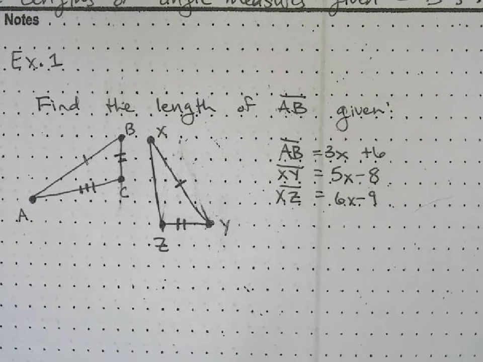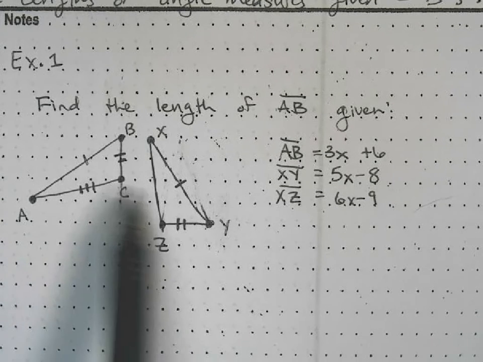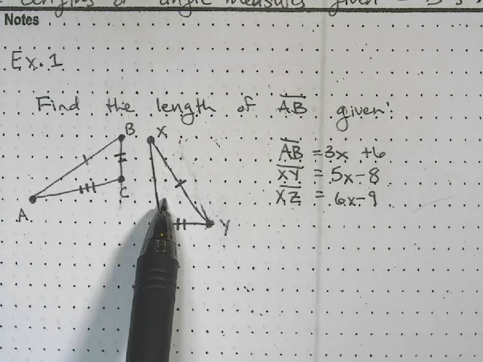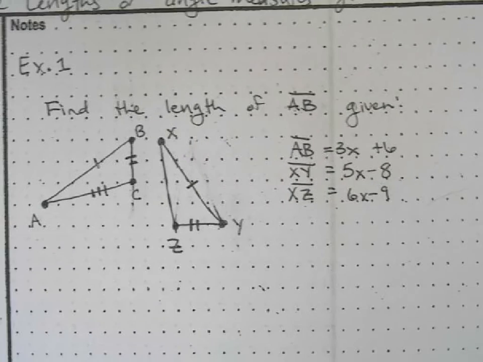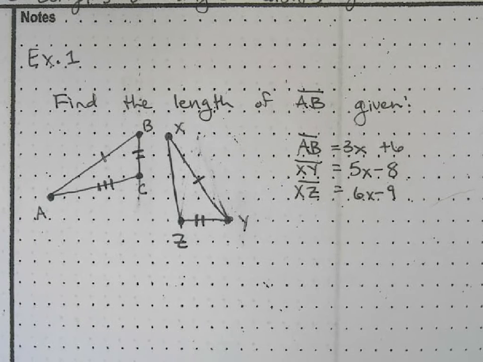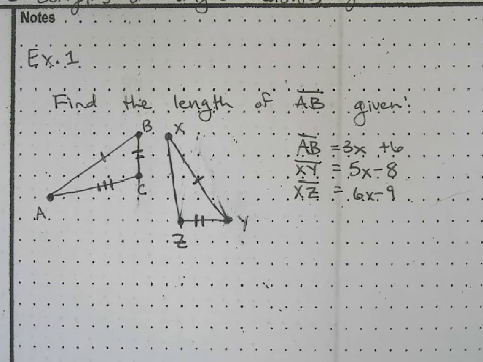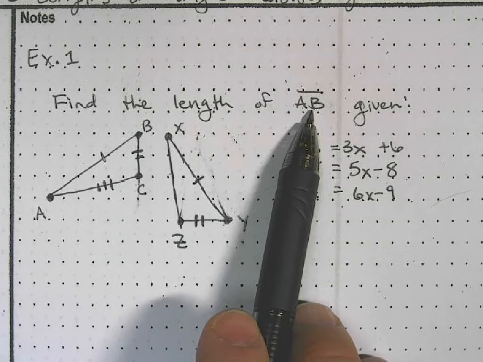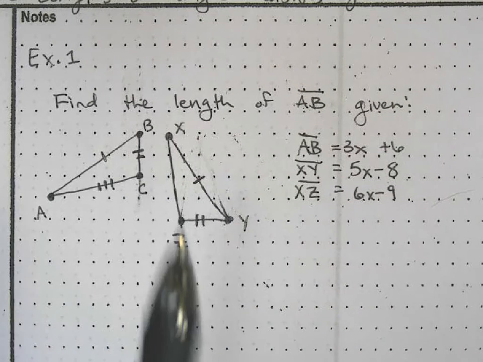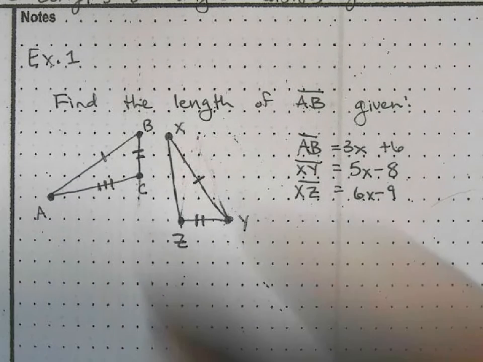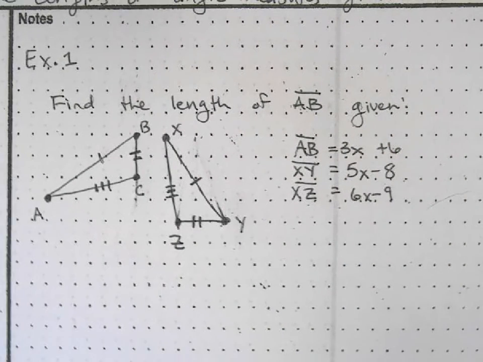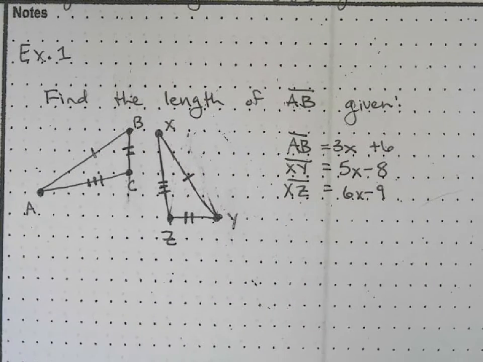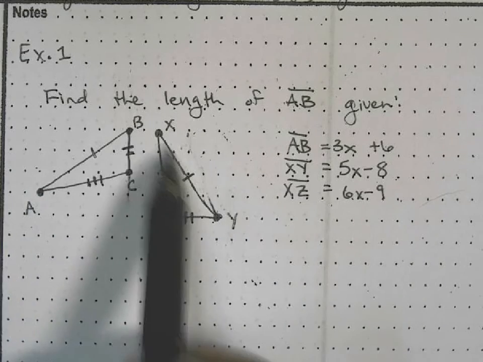Okay, so the idea is that I'm given some information with my picture, and I need to use that information to build an equation. So if I'm looking for AB, what equation can I set up using the congruency symbols that I have in my picture? Well, our congruency symbols tell us that AB is equal to XY.